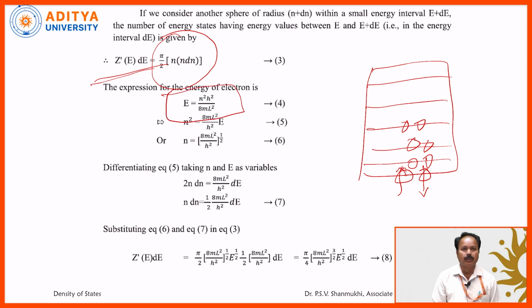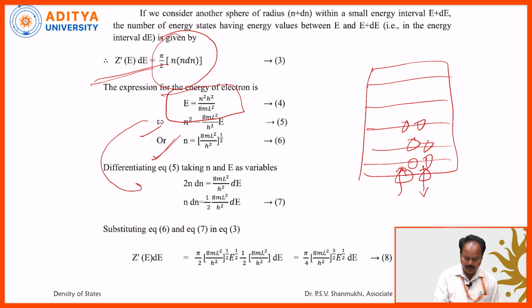Actually, in case of a one-dimensional potential well or potential box, the energy levels are given by E is equal to n square h square by 8 m L square, where L is the width of the potential well or the side of the potential box, and h is the Planck's constant. Now, rearranging the terms, we can write n square is equal to 8 m L square by h square into E. And from that we can get the n expression. n is equal to the under root of the above one, means (8 m L square by h square) whole power 1 by 2 into E power 1 by 2. That is n.